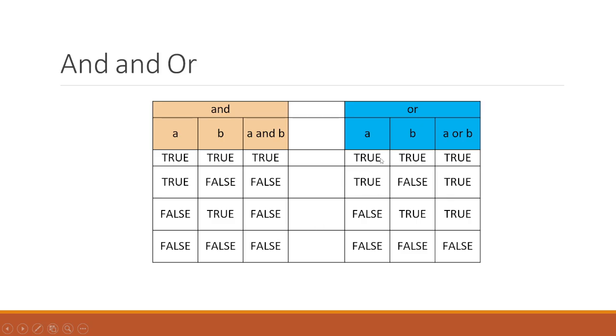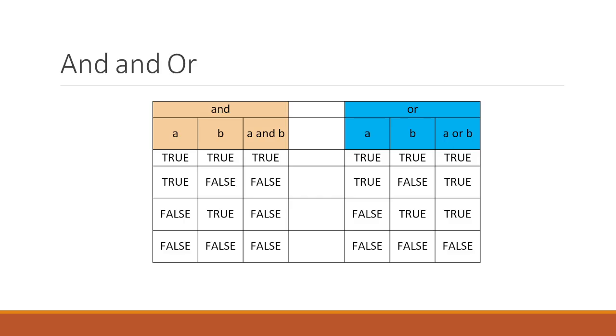Okay, logical or. If we are talking about logical or, then it returns true if at least one of the operands is true. Okay, we will see that example in practical.